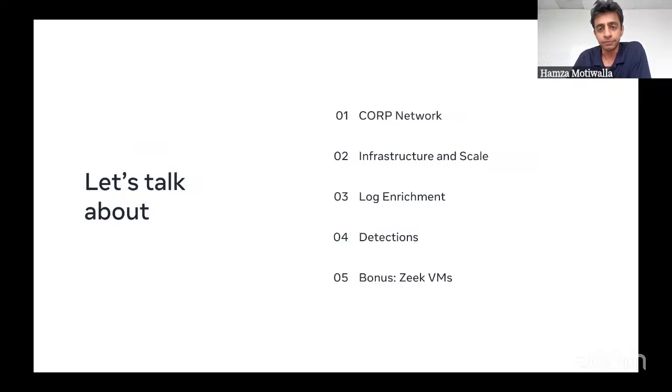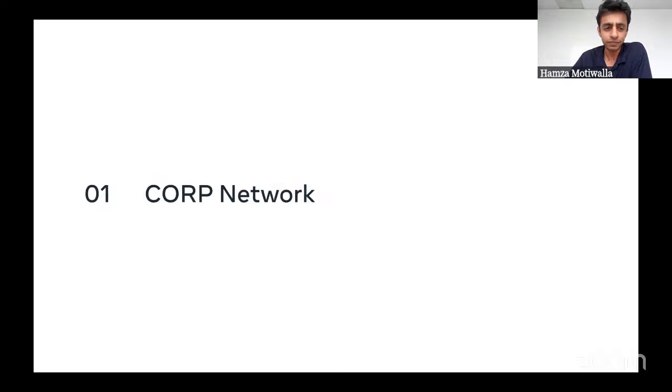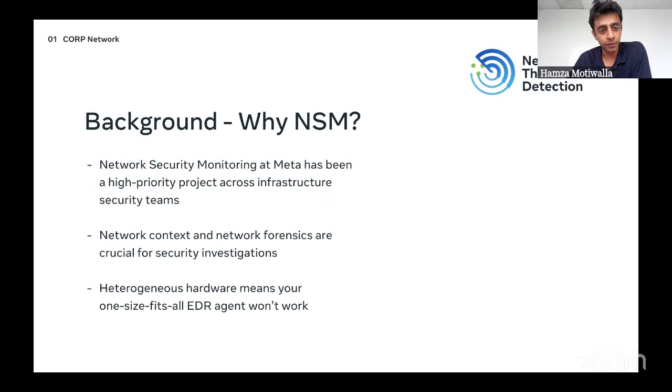So for a primer, I want to give you some insight into what kind of networks we want visibility into, the infrastructure that we use to deploy NSM, and all the other steps that we do to make Zeek logs so much better, and some detections. There's also a bonus section on how we've managed to deploy Zeek in a virtual machine. So let's start with the Corp network.